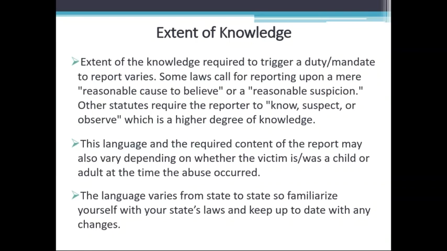This language and the required content of the report can also vary depending on whether the victim is a child or if it's past abuse and they're an adult now. It could impact it if they were a child when the abuse occurred, or if you're talking about an adult or vulnerable adult. And then the language can vary from state to state in general. So familiarize yourself with your state's laws and keep up to date with any changes.